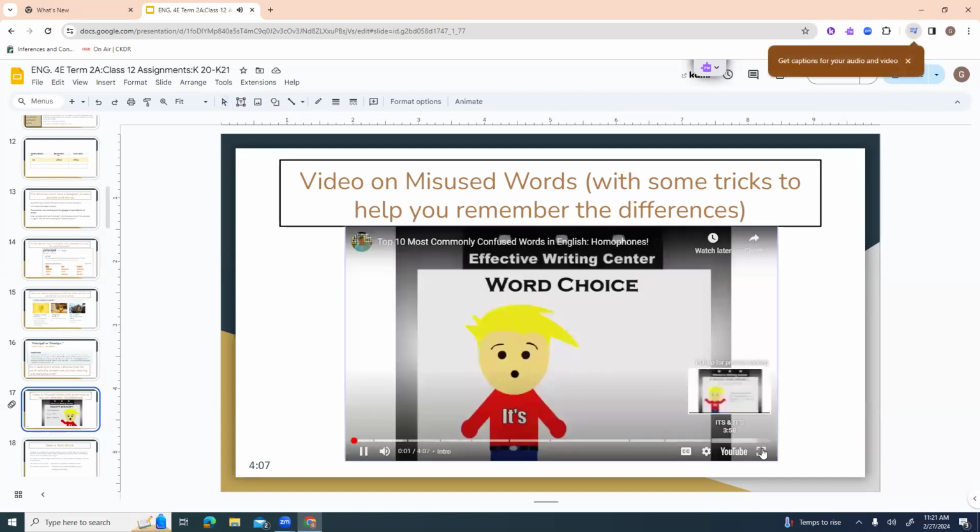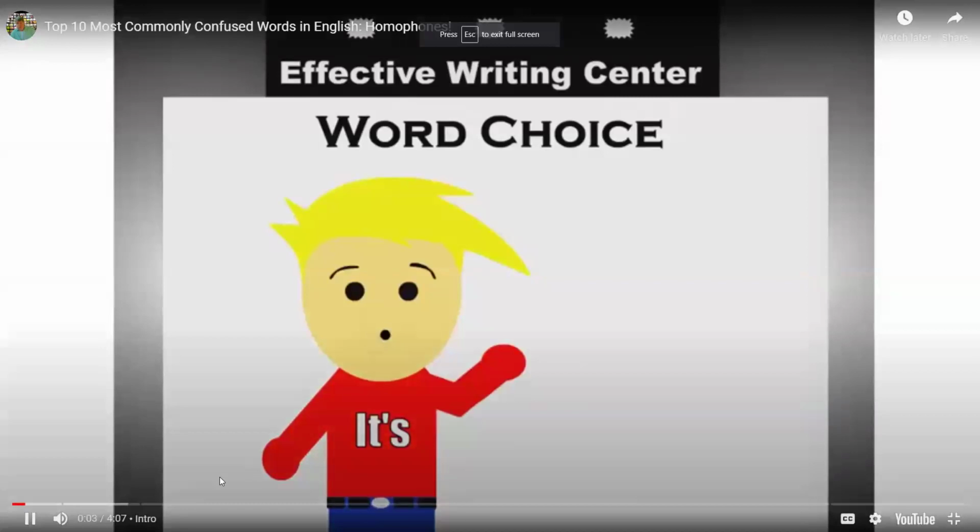In English, there are many words that sound or look alike but have different meanings, and your spell checker can't always catch them.